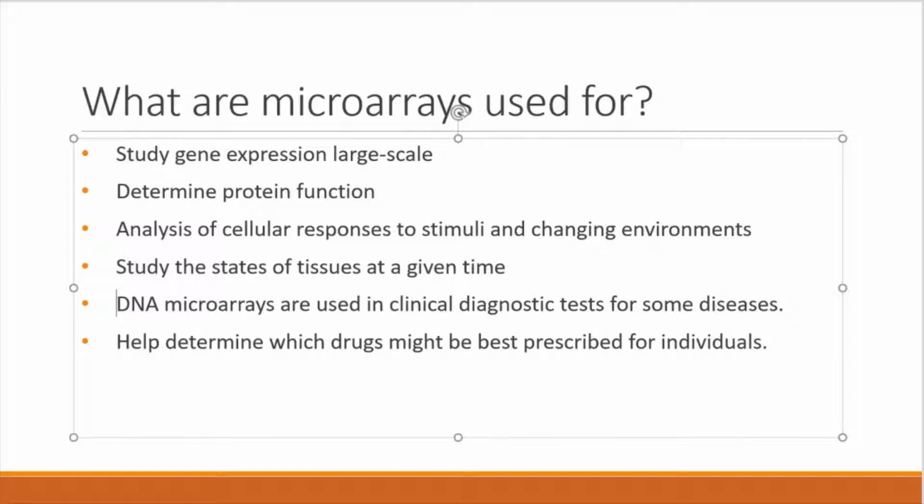And then they also help determine which drugs might be best prescribed for individuals, because individuals react to different types of medicines, or they react to different types of foods. Say you're diabetic, you have a reaction to one type of food and not another, and you have another diabetic that's completely opposite.